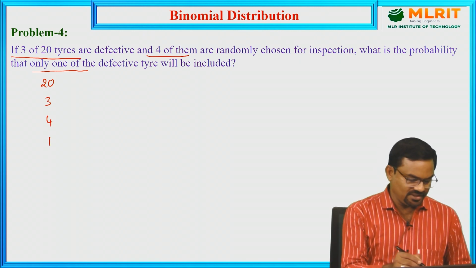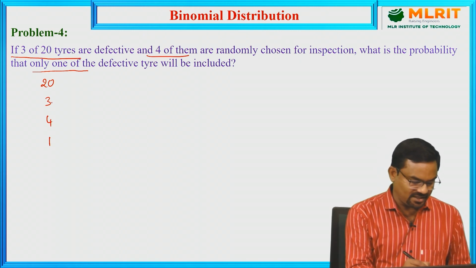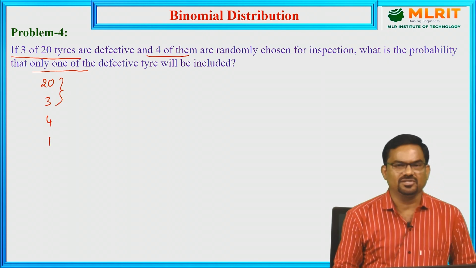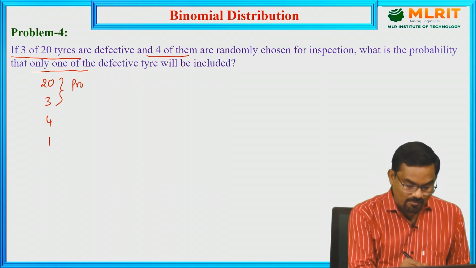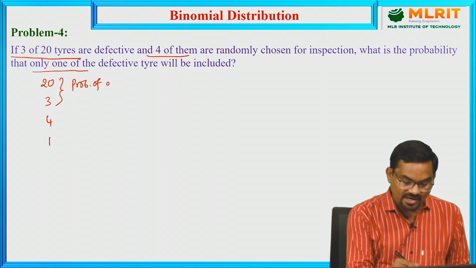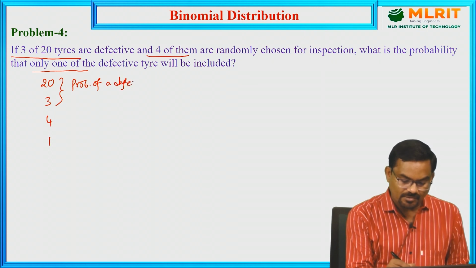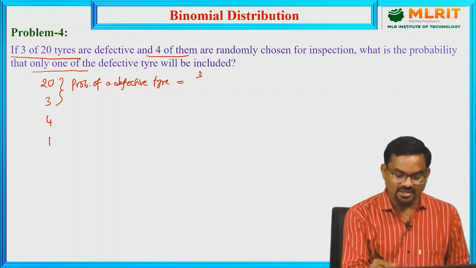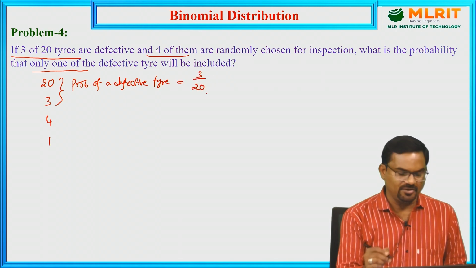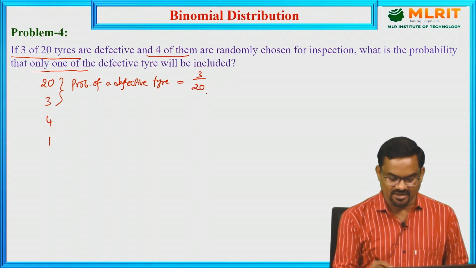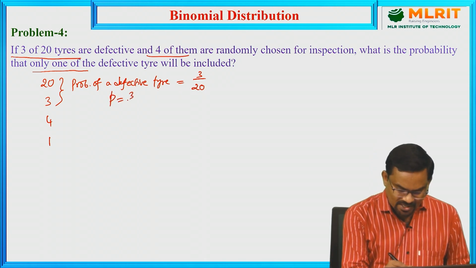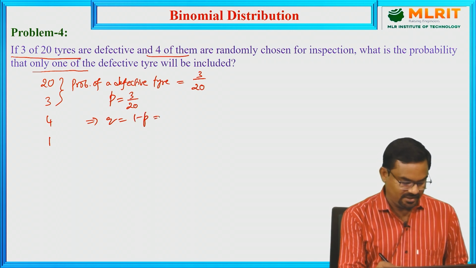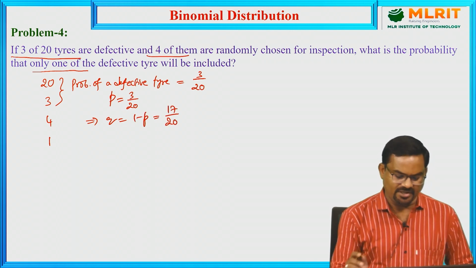So, the given thing is out of 20 tires, 3 tires are defective. Why is this information given? To find the probability of a defective tire, that is 3 out of 20. 3 by 20 is the probability of a defective tire. So, let us consider small p as 3 by 20. Then small q is 1 minus p, which is 17 by 20.